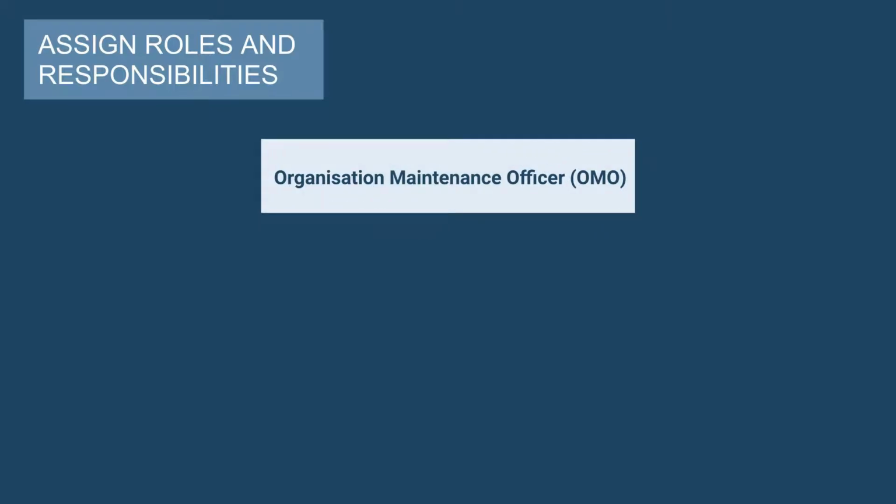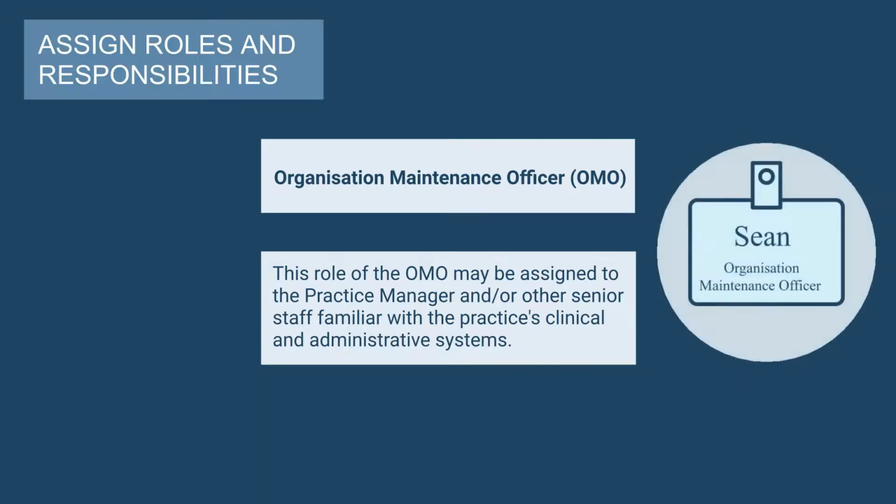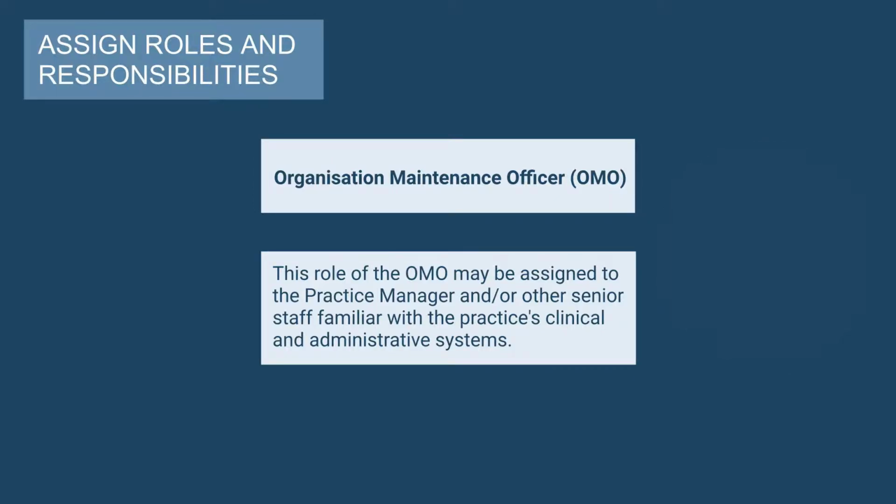The second assigned role is the Organisation Maintenance Officer, the OMO, who acts on behalf of the organisation and completes day-to-day administration. This role can be assigned to a practice manager or other senior staff who are familiar with the practice's clinical and administrative systems. Sean is the practice manager of my clinic and will be assigned the role of the OMO. Sometimes the RO can take on the OMO role too.